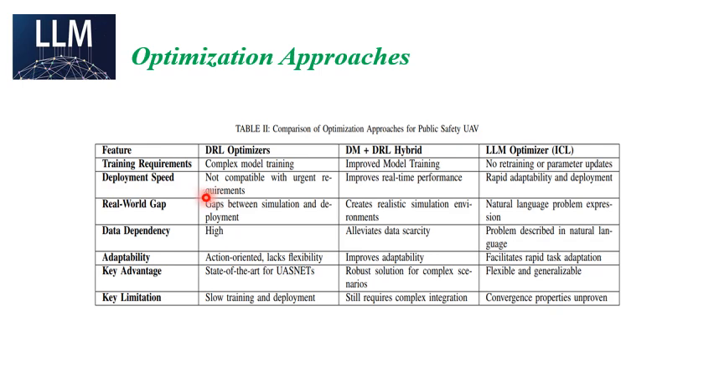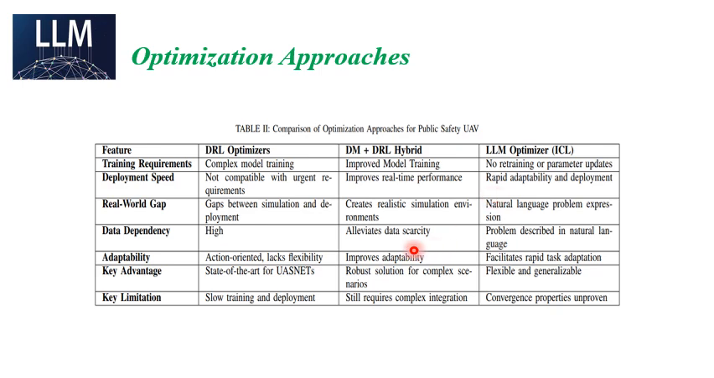We can also compare them from the point of view of deployment speed. DRL solutions are not compatible with urgent requirements such as emergency scenarios. Its combination with a diffusion model improves real-time performance, and ICL has rapid adaptability and deployment. That's why this option is very suitable for emergency scenarios.